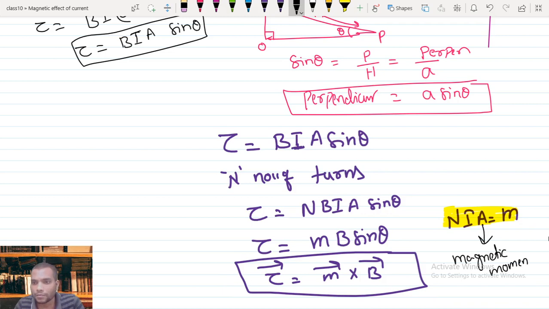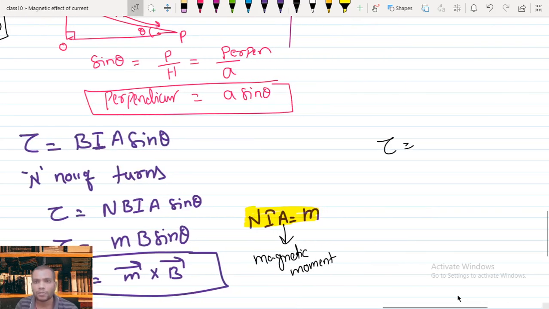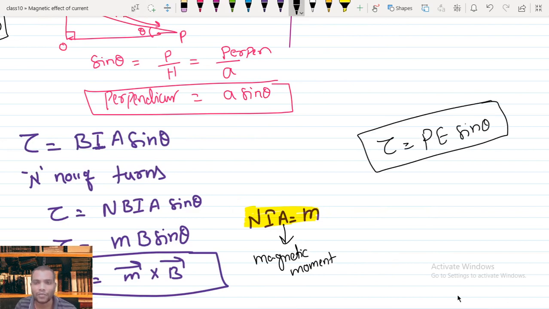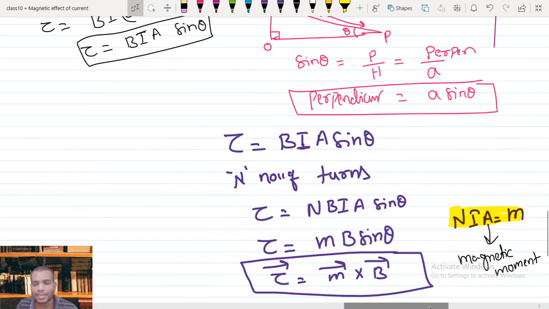Magnetic moment. This is something we learned in electricity also, the electric dipole moment P, where tau equal to P sin theta. If you remember the same expression for the electric dipole moment, tau equal to P sin theta, this is the tau expression for an electric field. But the same expression for the magnetic field is tau equal to m B sin theta. Here m equal to N I A, where N equals the number of turns, I equals the amount of current, and A is the area of the loop.